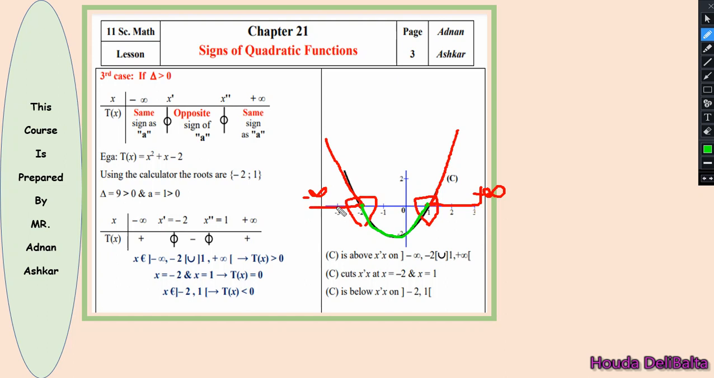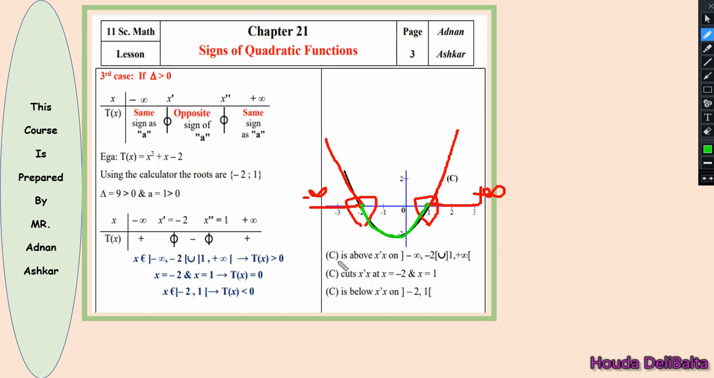So from minus infinity till minus 2, and from 1 till plus infinity, the function is positive, the curve is above the x-axis. Between minus 2 and 1, as you see here in the green color, the curve is below the x-axis, which means that the function is negative. Now at minus 2 and at 1, it is 0, which means that the curve cuts the x-axis at these values, minus 2 and 1. Now how do we represent all of these ideas mathematically?